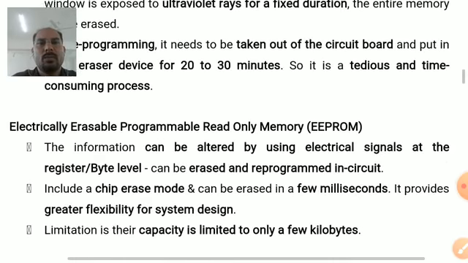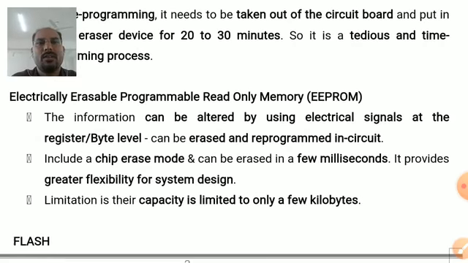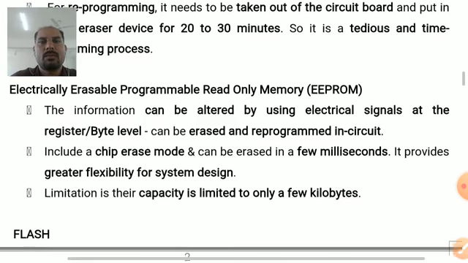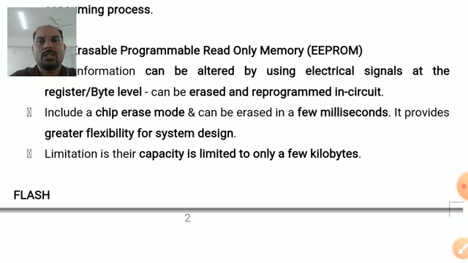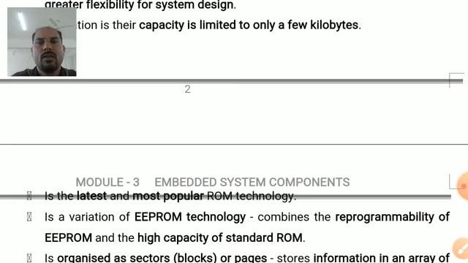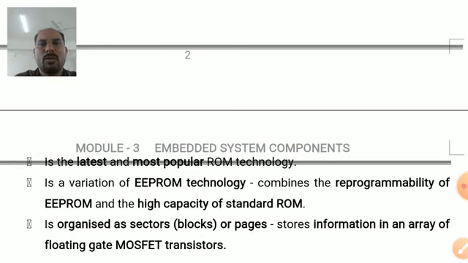Electrically erasable programmable read-only memory. The information can be altered by using electrical signals at the register or byte level. It can be erased and reprogrammed in the circuit itself. It means that we need not remove the memory IC from the circuit board to erase it. This includes a chip erase mode, and the information can be erased in a few milliseconds. This type of memory provides greater flexibility for system design and has a limitation of capacity limited to only a few kilobytes. Flash is the latest and most popular ROM technology.